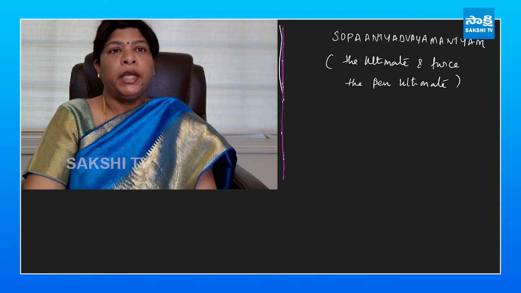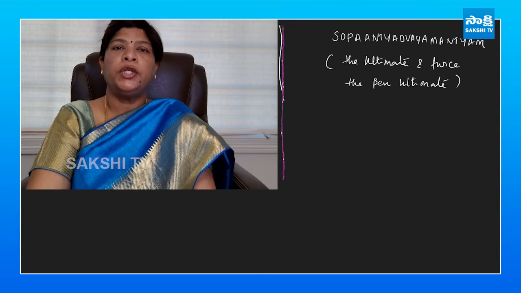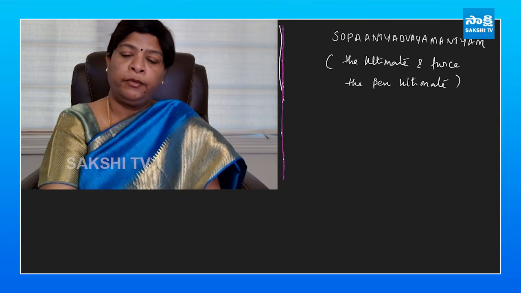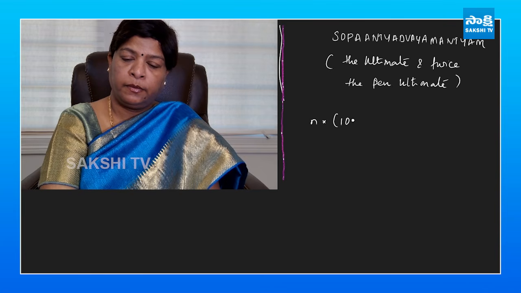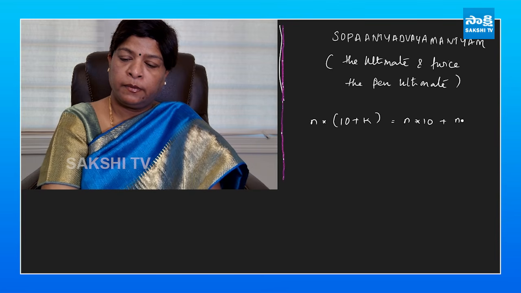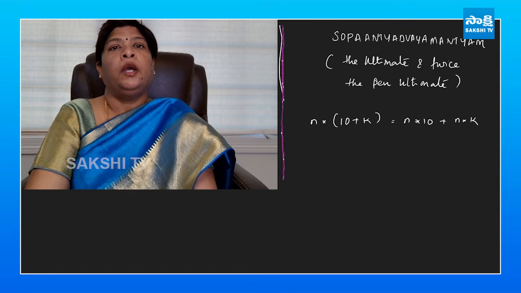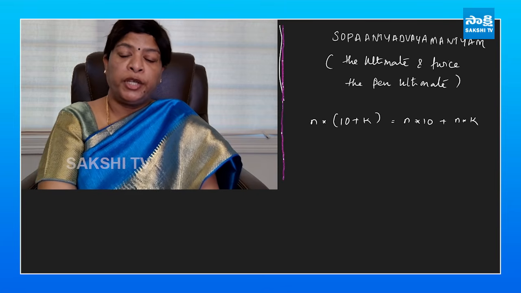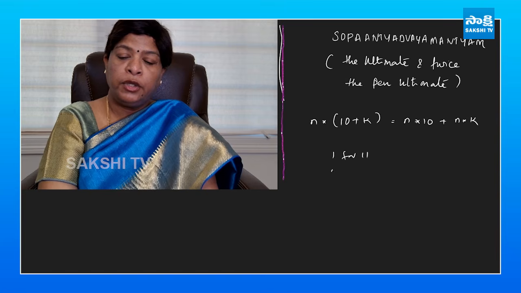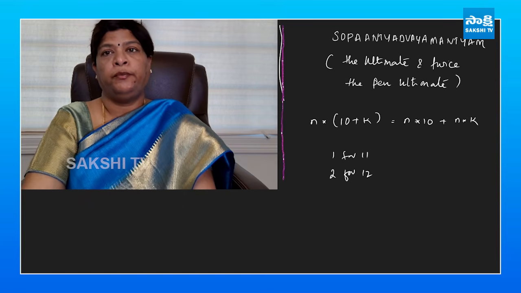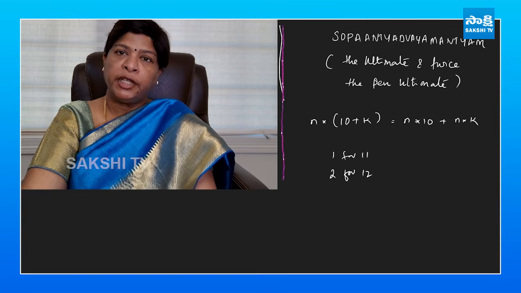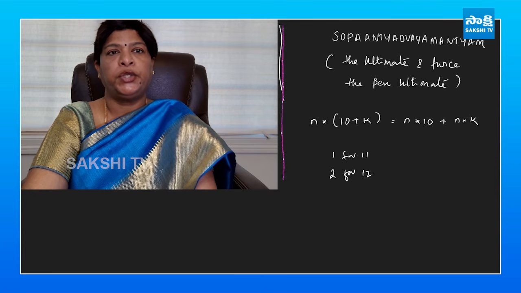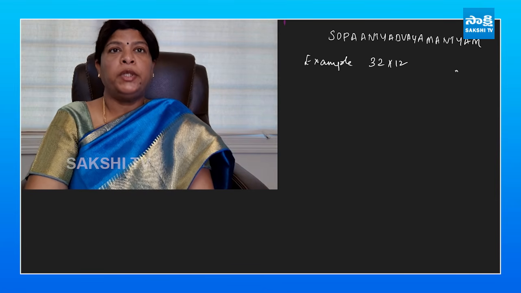Now let's understand why the sutra works. The sutra essentially applies the distributive property, where k is the excess over 10, for example, 1 for 11, 2 for 12, and so on. The twice and the penultimate step is a Vedic shortcut for effectively computing the second part of the multiplication. Now let's understand the sutra with the help of an example.